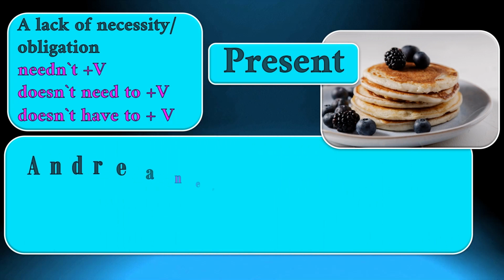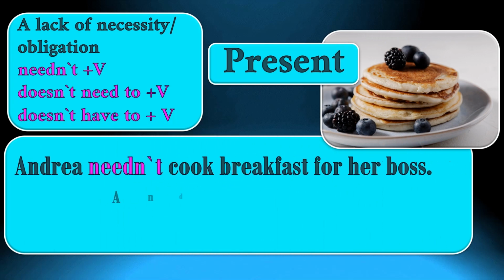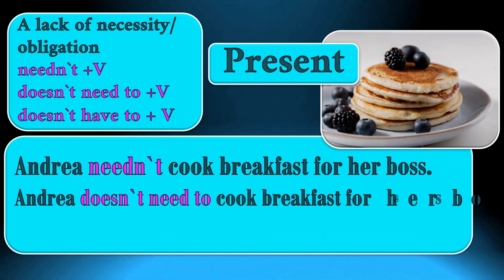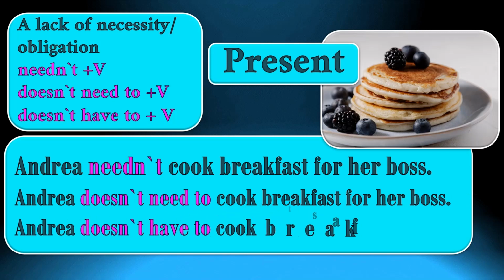Let's look at the sentences given. Andrea needn't cook breakfast for her boss. Andrea doesn't need to cook breakfast for her boss. Andrea doesn't have to cook breakfast for her boss. All these sentences are similar and express an idea that there is no necessity for Andrea to cook for her boss.